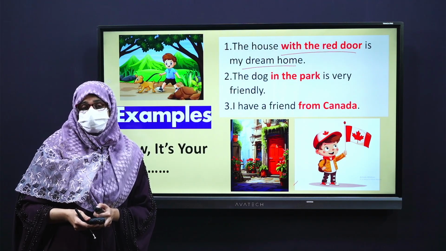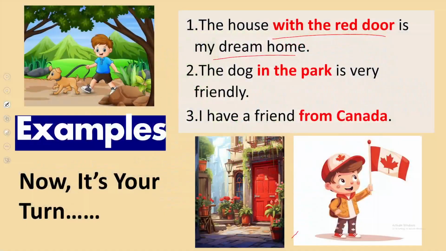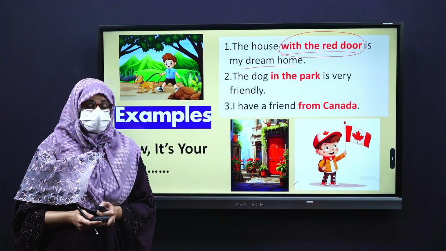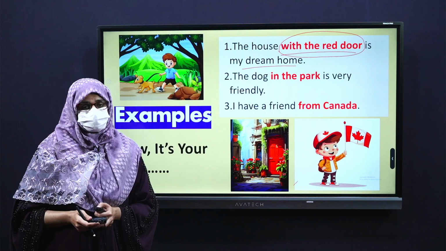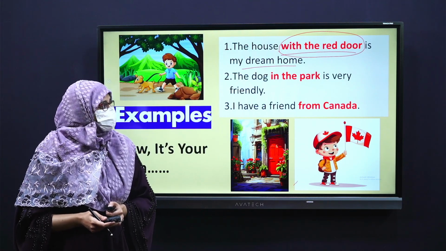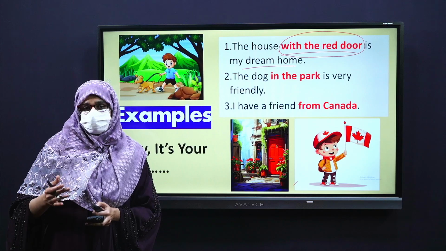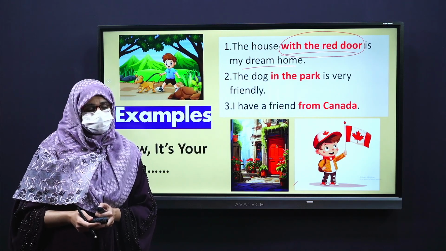यहाँ पे इस home के बारे में मजीद information हमें कहाँ से मिल रही है? इस adjectival phrase से मिल रही है. With the red door. Dream home कैसा है? ऐसा है जिसका दरवाजा सुर्ख रंग का है. So here with the red door is adding something to the meaning of the noun home.